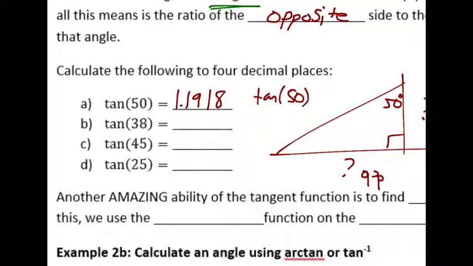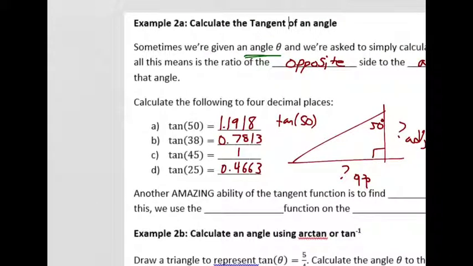Tan 38 is done the same way. Just press tan and then 38. You should get 0.7813. Tan 45 is an interesting one. It equals 1. What? How did that get there? You'll learn more about that next year. And tan 25 is 0.4663.